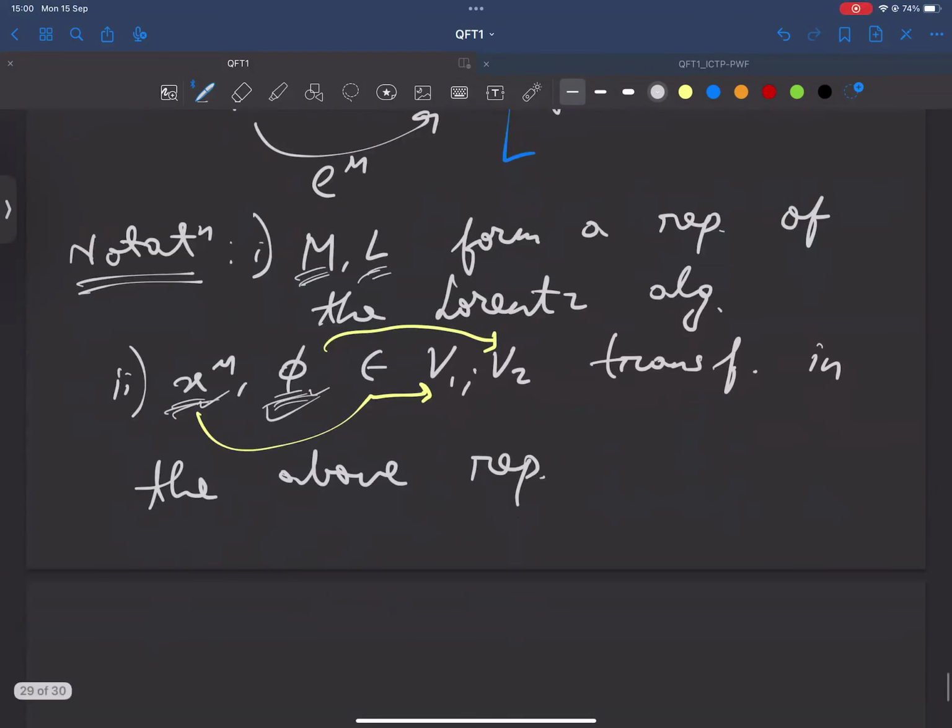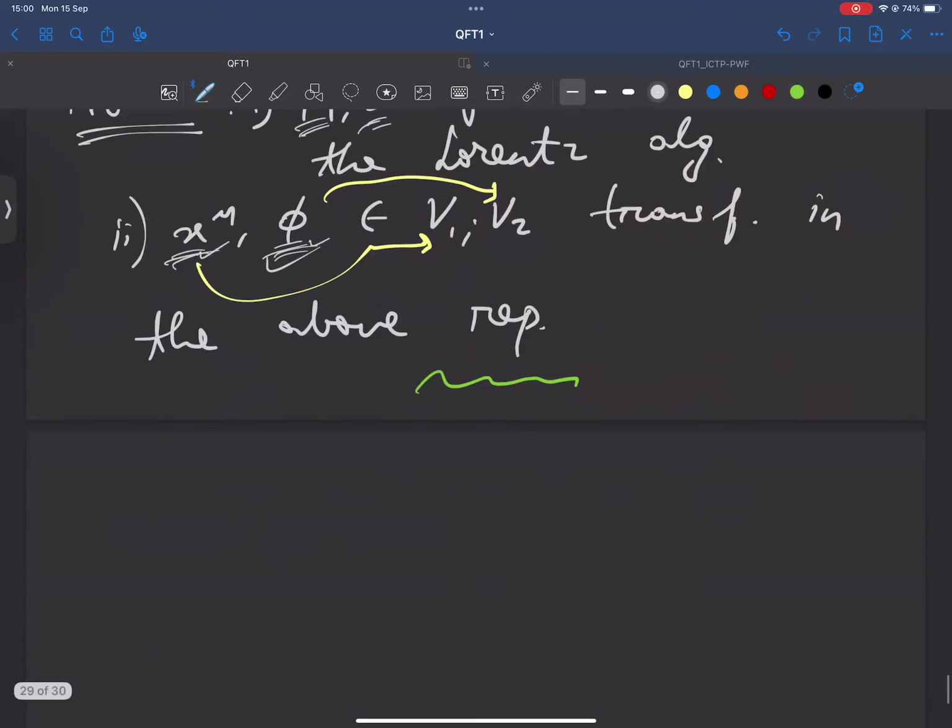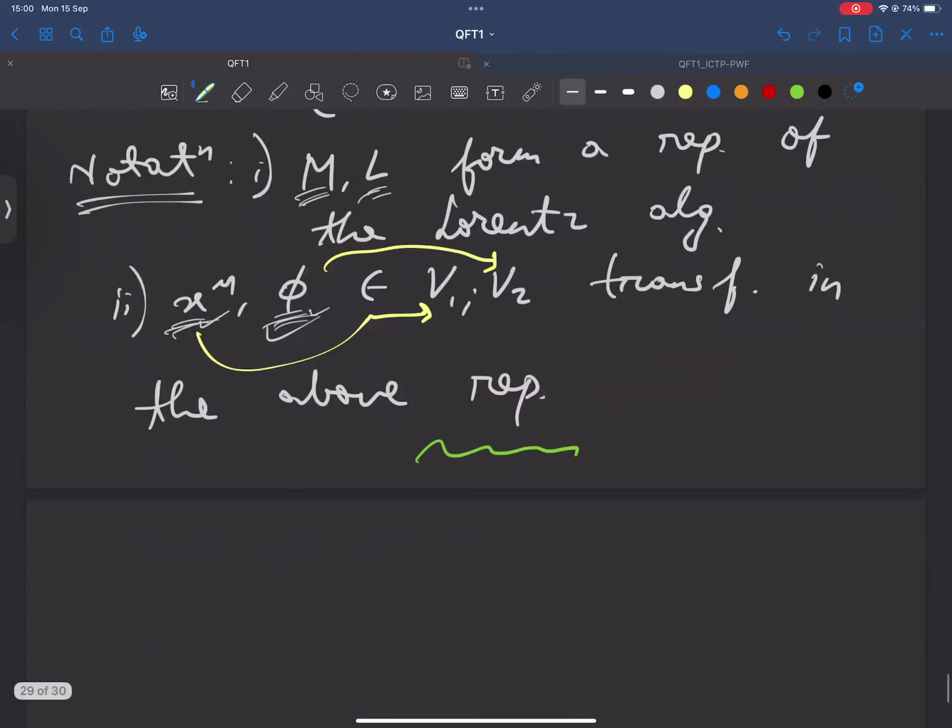Okay, so that's done now. So we understood how to operate or act Lorentz transformations on coordinates and on fields. So now we are ready to get to classical field theory, okay? Because now we understood how to construct causal theories.